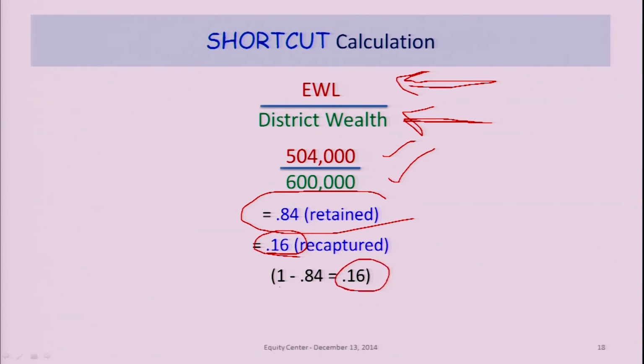You still get that 0.16. And that's a much easier way to do it down and dirty, remembering that does not include the discounts. It does not include the wealth hold harmless and other funding things. So it's not going to give you the totally accurate number, but it gets you in the ballpark and it gives you an idea of what these districts are facing.